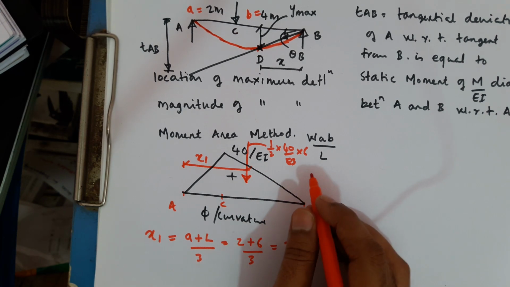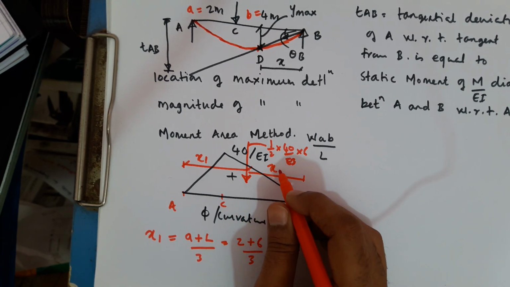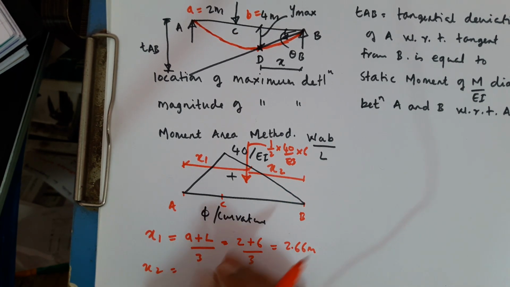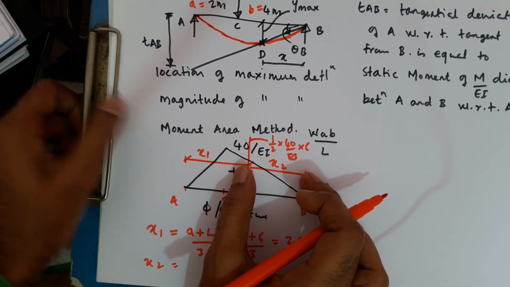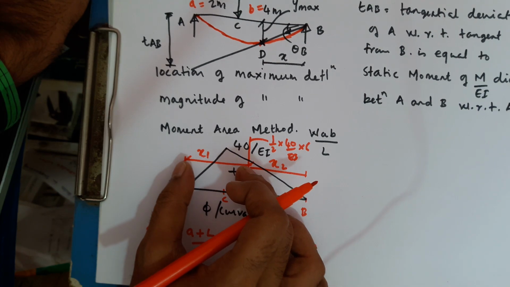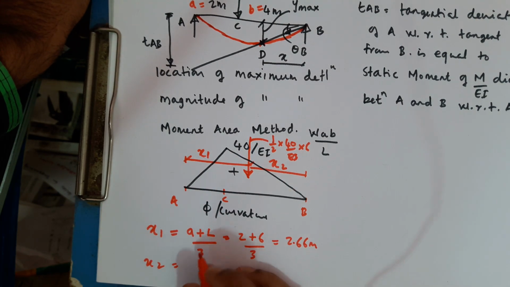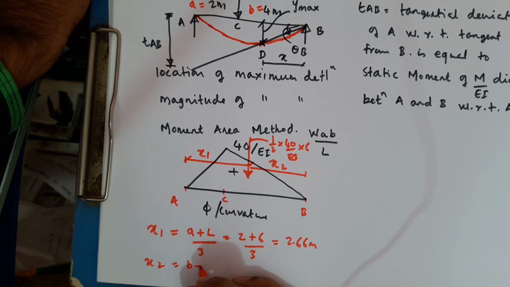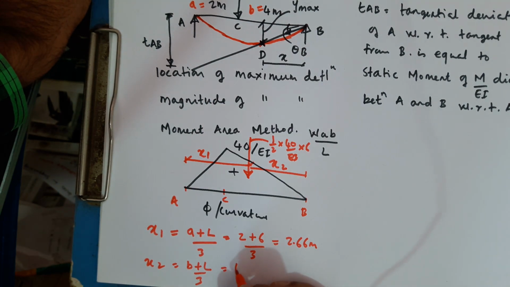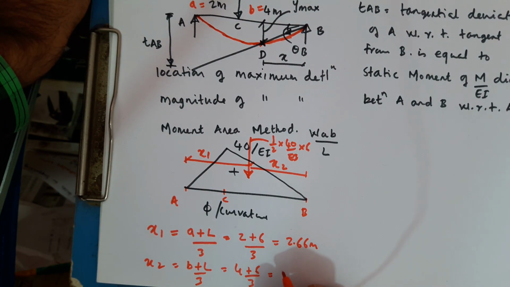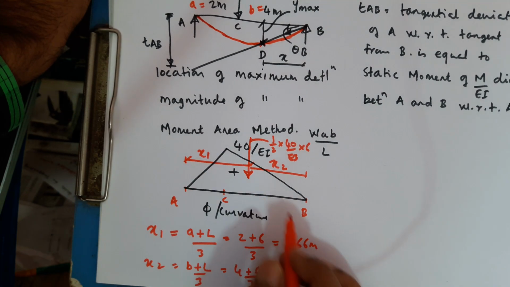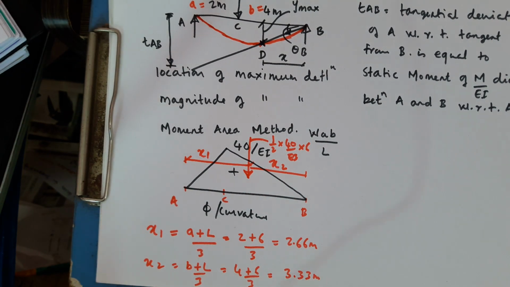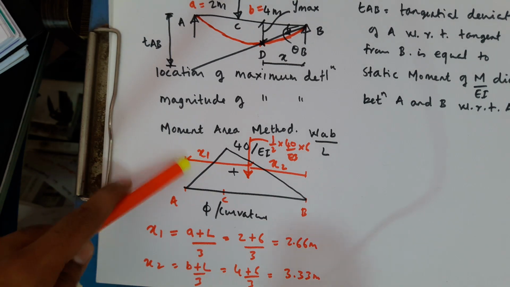Similarly from the other side, x2, I will write the formula, but we require x1. We are not in need of x2, we are in need of x1. So how to calculate x2? We have the formula B plus L by 3. B is here 4 meter plus 6 by 3. This is 3.33 meter. Okay, so we are calculating the moment with respect to point A.